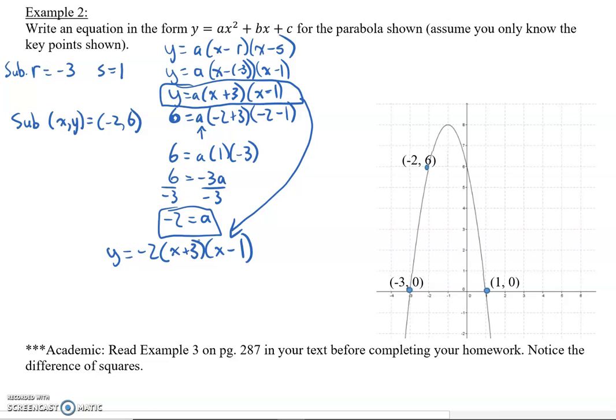That is the equation, but that's not the final form it's asked for. It says write it in the form y equals ax squared plus bx plus c. And this is what's confusing to a lot of people. They think they have to start with that, but we totally didn't start with that. We started with the factored form. Now we're going to put it in standard form.